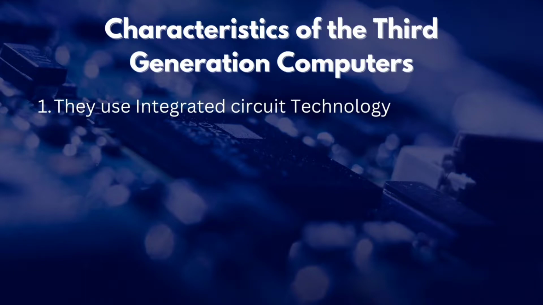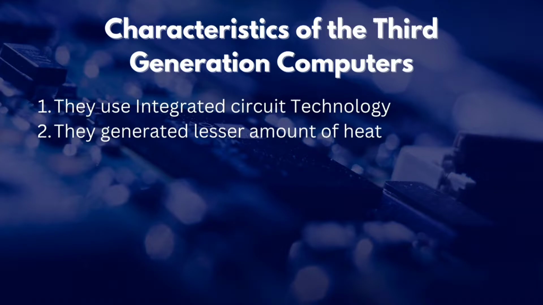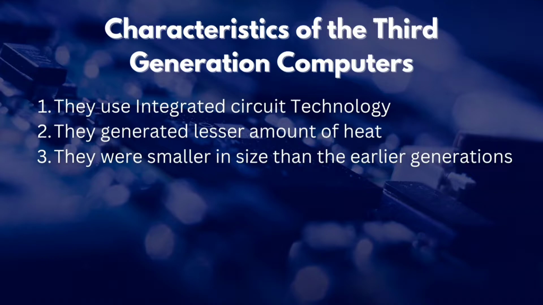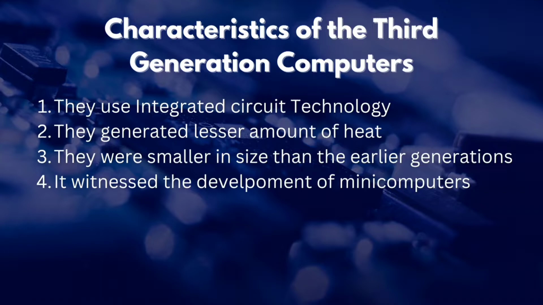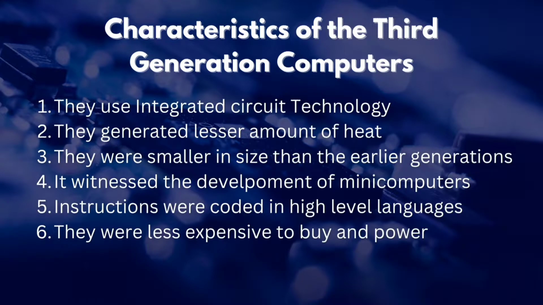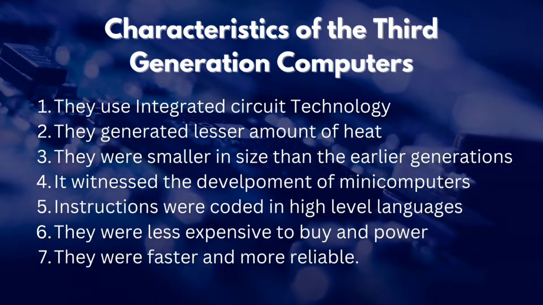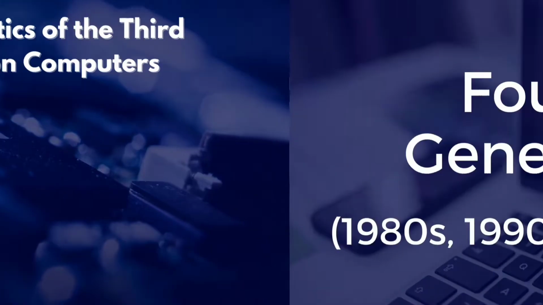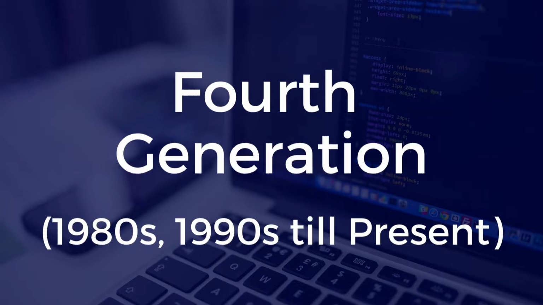Now, these are some of the characteristics of the third generation computers. They use integrated circuits technology. They generated a lesser amount of heat. They were also smaller in size than the earlier generations discussed. It witnessed the development of minicomputers, such as the IBM 360, Honeywell 200, and so on and so forth. Instructions were coded in high-level languages. They were less expensive to buy and power, and of course they were faster and more reliable.